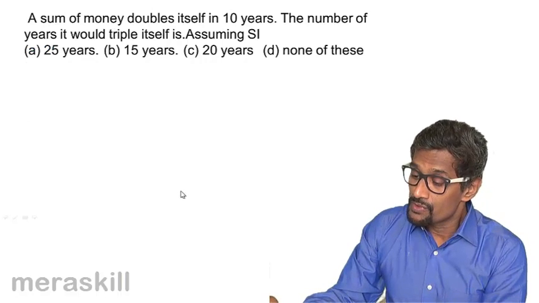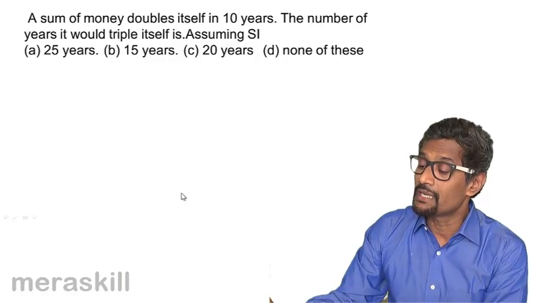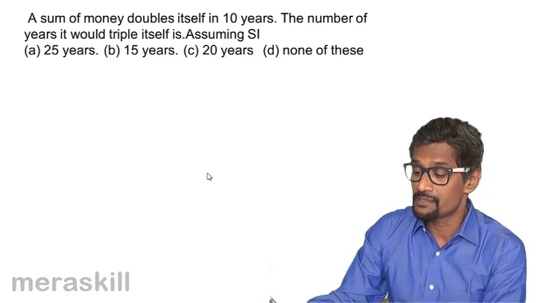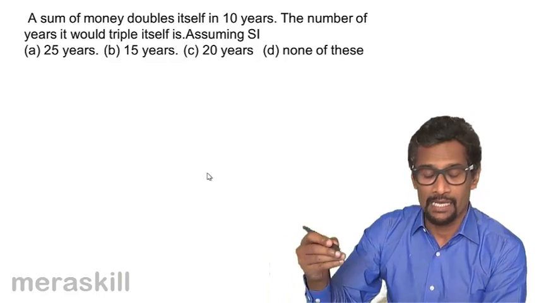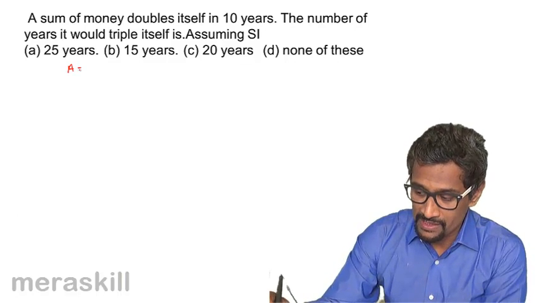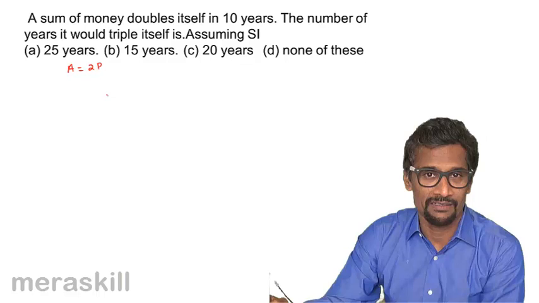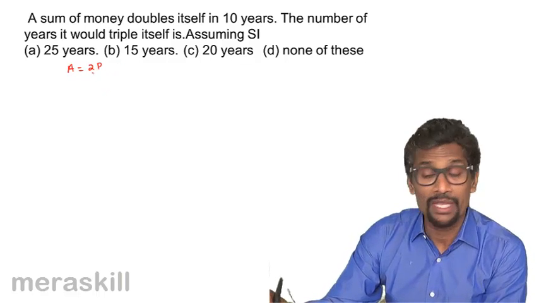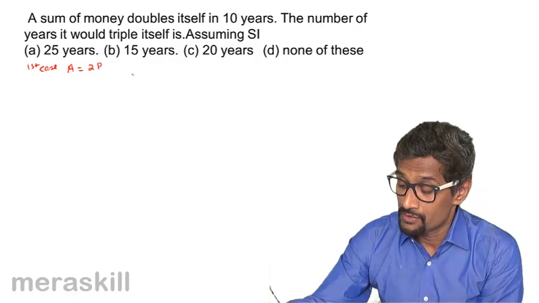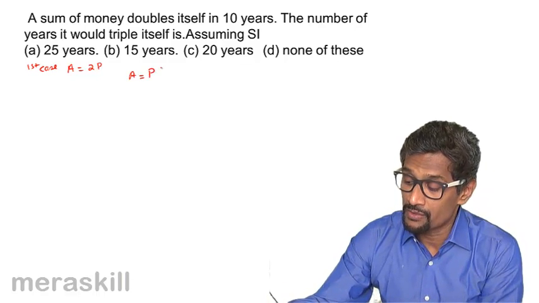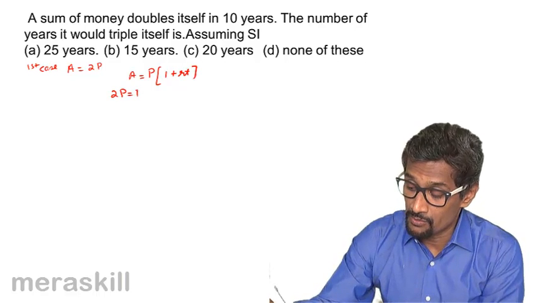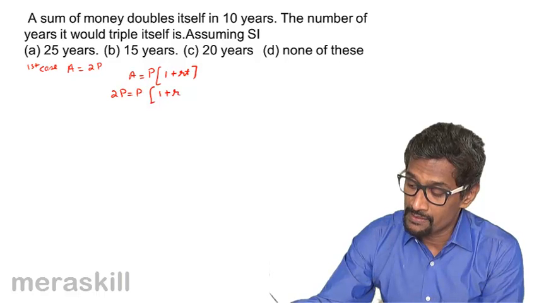The next sum goes this way. A sum of money doubles itself in 10 years. The number of years in which it would triple itself is what? Assuming SI. So basically a certain sum, so amount is equal to twice the principal itself. So again we have two equations. In the first case we have amount is equal to 2P. So that means amount we know is P into 1 plus RT. So in this case 2P is equal to P into 1 plus RT.